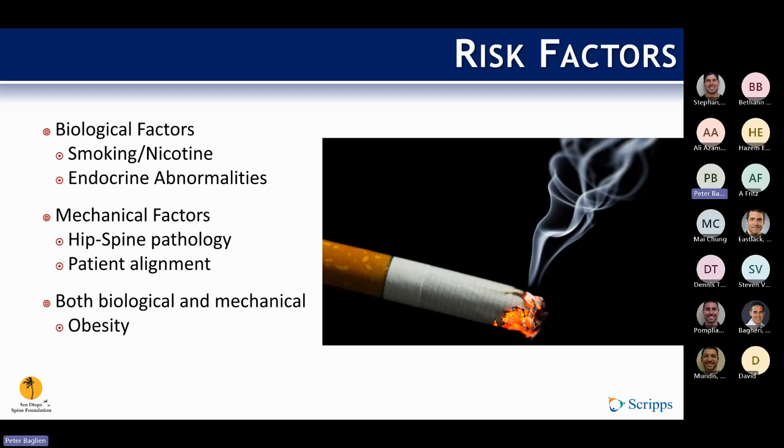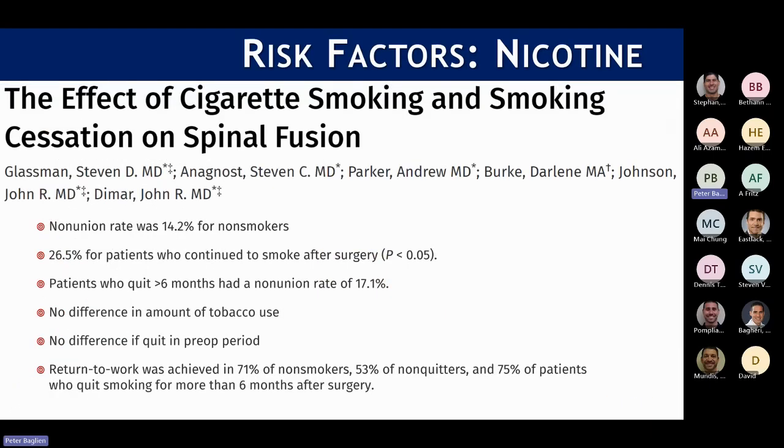Definitely, there are some mechanical factors that play a role too. Some of these are less modifiable, hip spine pathology, patient alignment, et cetera. And then there's a component of both, with obesity having definitely the metabolic type disease and the mechanical factors as well. So we'll start by talking about nicotine.